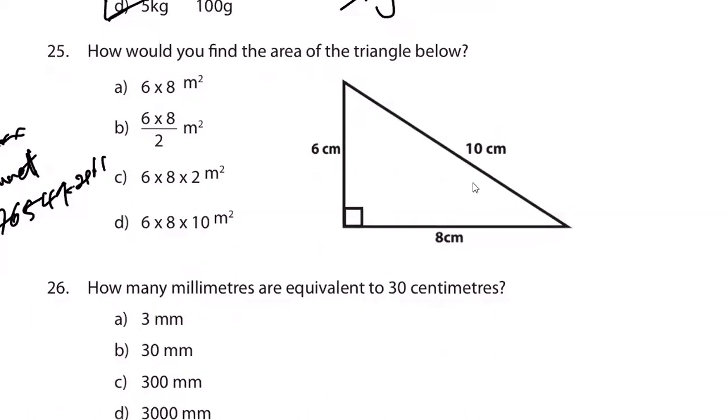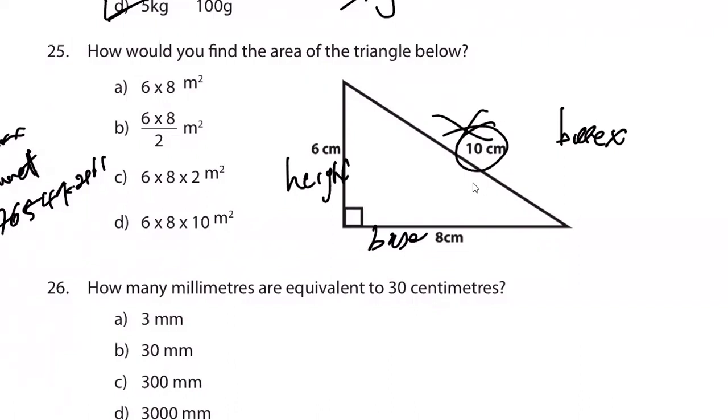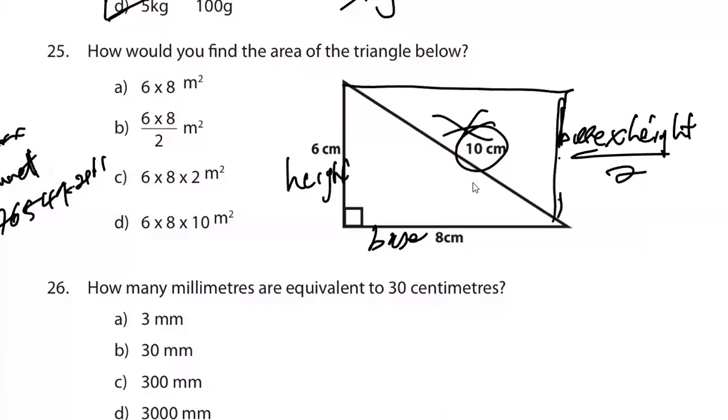How would you find the area of the triangle below? When we say a right angle triangle, so a right angle triangle is basically half the base times the height. Now this is the slant side, so we do not consider that side. It's the base and the height, and divide that by 2. Remember, a right angle triangle is basically half of a rectangle. So if we multiply the length times width, and we divide by 2. So it will be 6 times 8 and we divide by 2. They don't want us to work out the answer, but it would have been 24. So this would be our answer B.